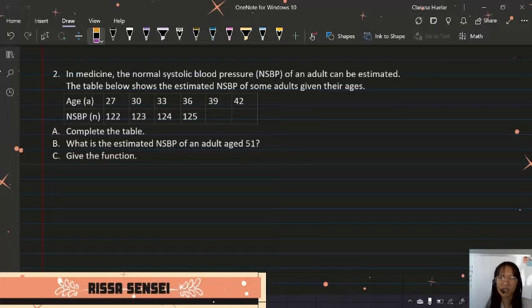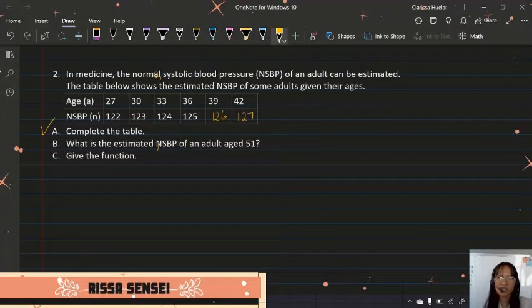So, what would it be at 39 years old? Letter A is you have to complete the table. So, for 39 years old, if we notice the pattern, the pattern is every 3 years. Every 3 years: 27, then 30, and so on. Then here, their BP increases by just 1. Okay? So, at 39, it will become 126. At 42 it is 127. So, we already answered letter A.